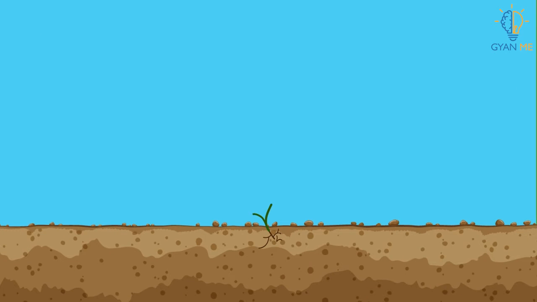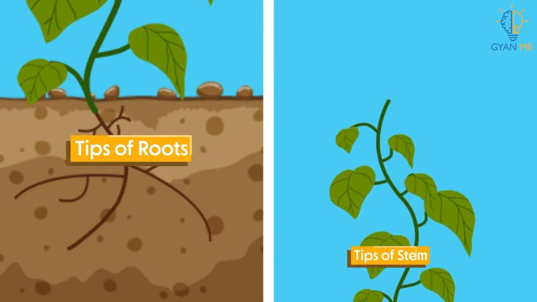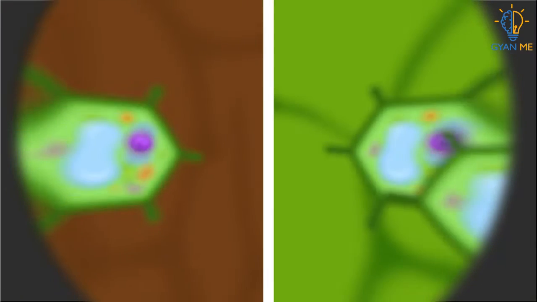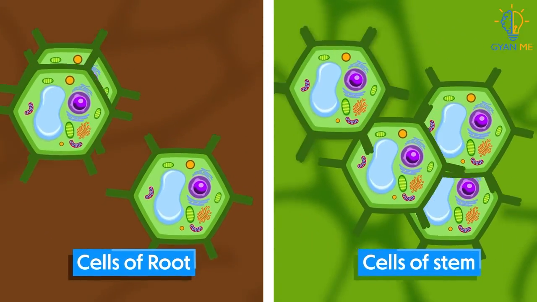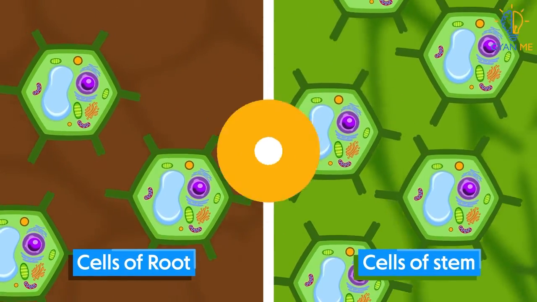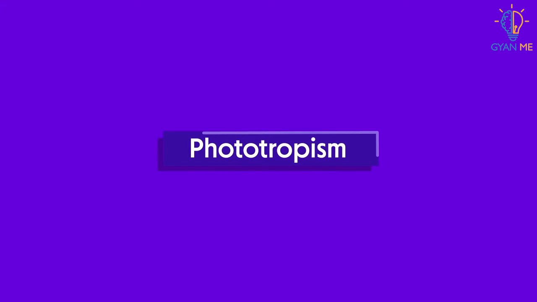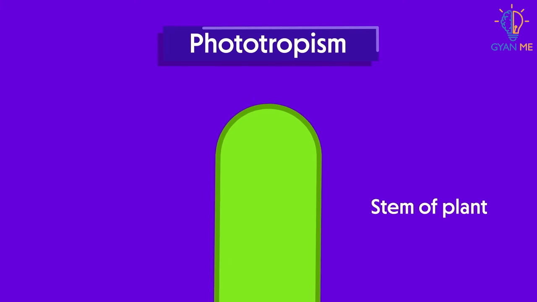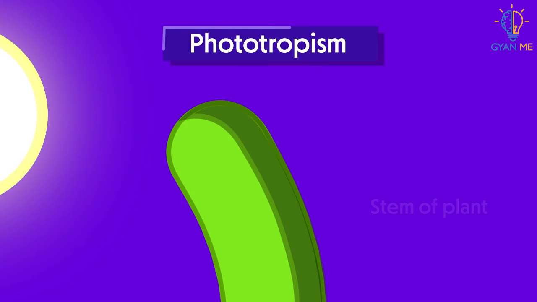Auxins were the first plant hormones discovered. Auxin hormone is produced in the tips of roots and stem that promotes cell elongation. Stems and roots respond differently to auxins. Cells in stem grow more while less in roots. We are aware of phototropism, that is, directional movements in plants. For example, the stem of plants bend towards the light source. But have you ever wondered how the stem bends itself, especially when they do not have eyes?